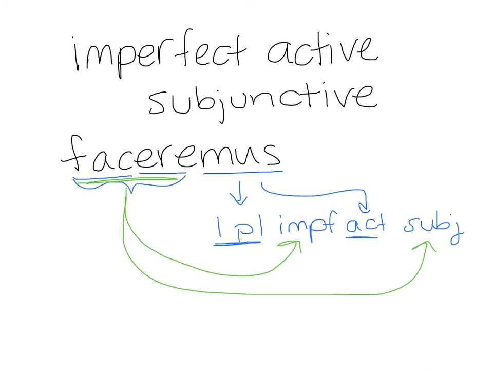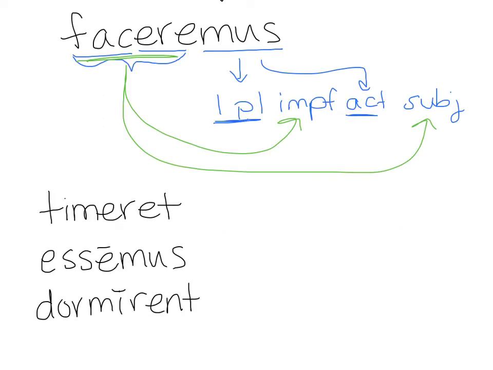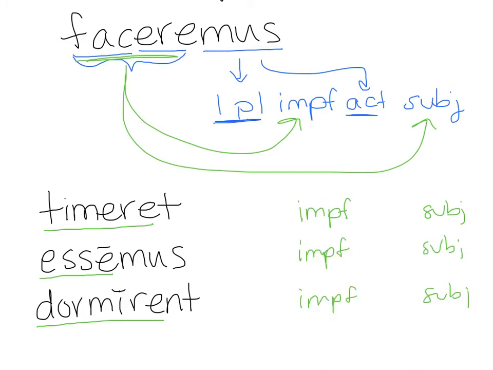So let's look at one of the other examples. Okay, so these are all three of the other ones in the story. So there's 4 total. We've already talked about facaremus. So if we look at timeret, here's my stem, and then the T is my ending. Essemus, esse is my stem, mus is the ending, dormire is the stem, nt is the ending. And those are the fact that I have the infinitive plus the ending, that tells me that all of these are imperfect and subjunctive. But as I continue looking at these forms, I also need to account for the ending.